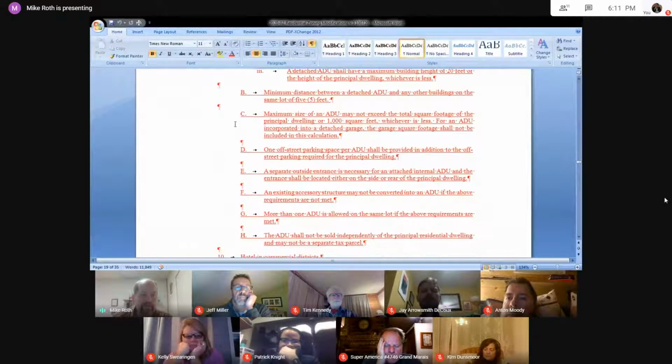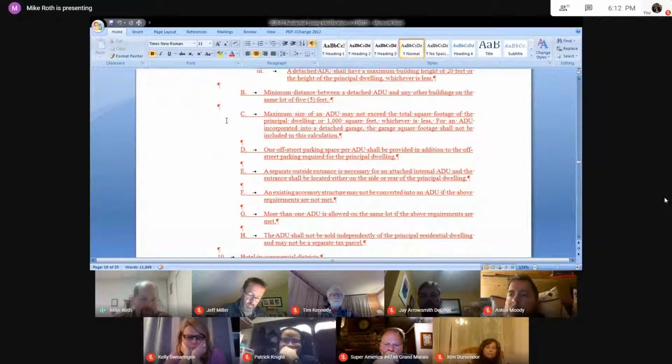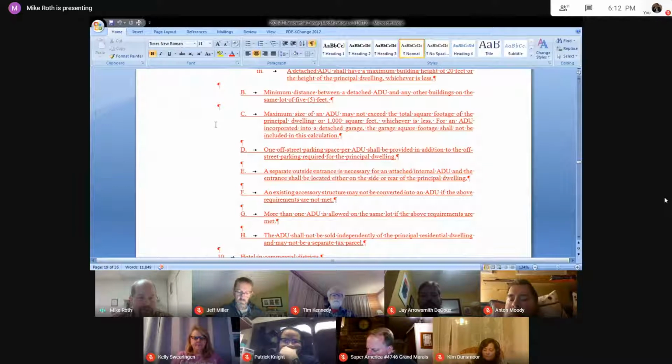The maximum size of an ADU may not exceed the total square footage of the principal dwelling or 1,000 square feet, whichever is less. So if this principal dwelling is 5,000 square feet, you can only have a 1,000 square foot ADU. So the conversation around this really was trying to figure out, what do we mean by accessory, and when does it become not accessory? And when somebody builds one dwelling and then they want to build another one, but the first one was the principal, and then they build a second one that's bigger, and then the first one becomes the accessory. How are we going to sort all that out? And we decided, as long as it's always clear what the primary or the principal dwelling is, and whatever else can meet these requirements of the ADU, then it doesn't really matter.